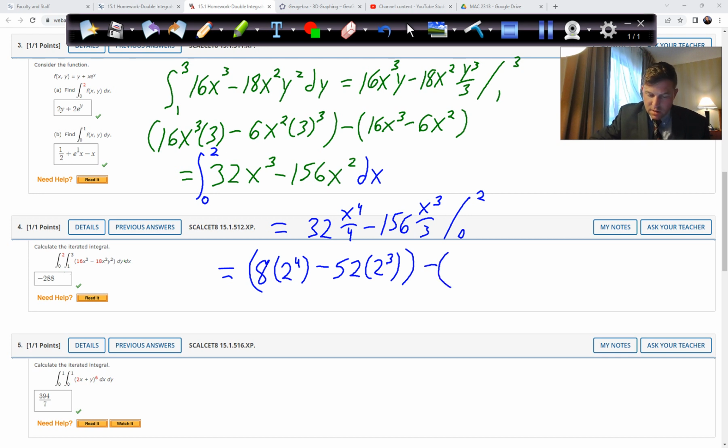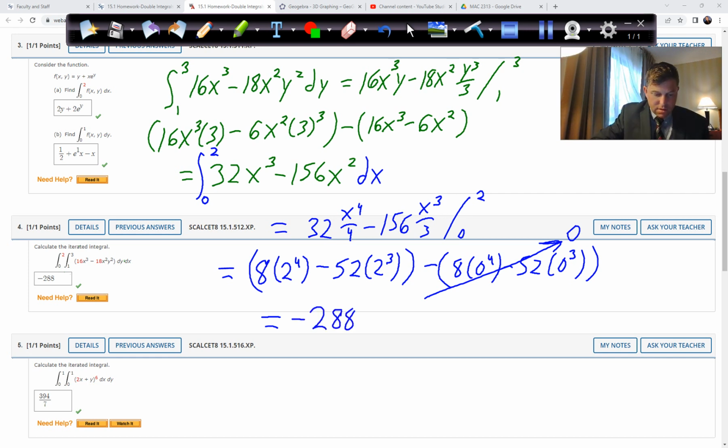minus 8 times 0 to the 4th, minus 52, 0 to the 3rd, but this whole second term is just going to become 0. So we get 8 times 2 to the 4th minus 52 times 2 to the 3rd, and if you do that correctly, you should get negative 288. So these are kind of nice because they do simplify to just numbers.